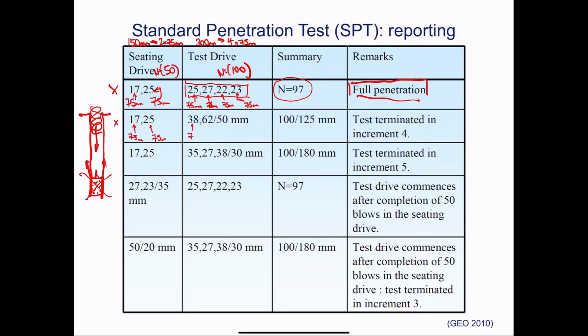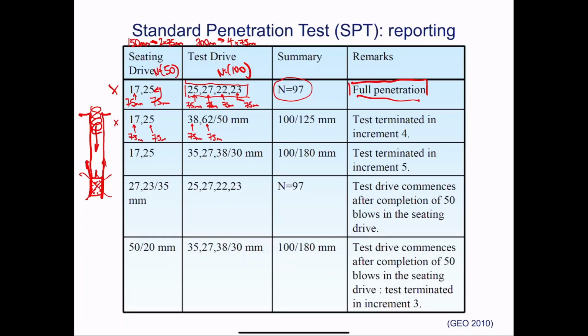Now for the test drive, we have something slightly different here. For the first 75 mm, you require 38 blows, right? How about the next one? Well, the next one, you had 62. So what's 38 plus 62? That's 100, right? So that means you reach the termination criteria.